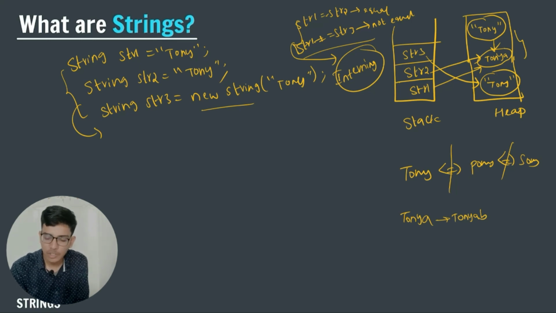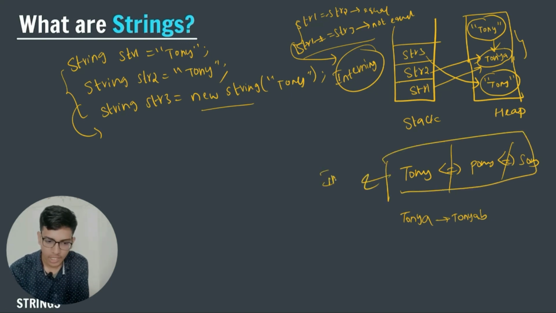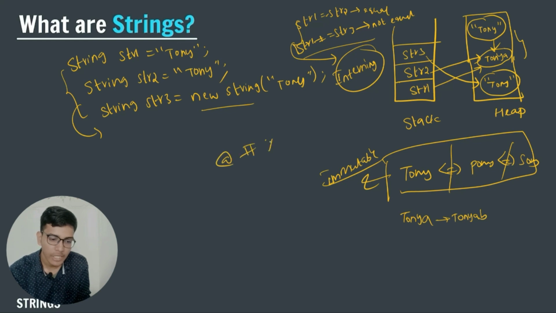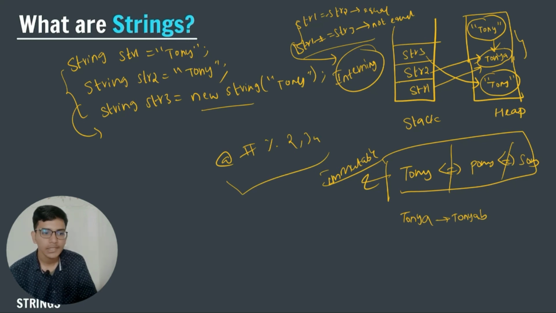Remember guys, we can't change the value of a string. Those things are immutable. In Java, strings are immutable. We can't change the original strings, but we can add extra values, extra characters, like at the rate, hashtag, percentage, 2, 3, 4, whatever valid characters we have in Java. So this is why strings are immutable in Java and how memory works for strings, in the combination of string, stack and heap.